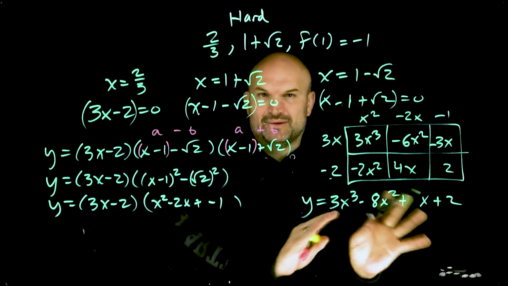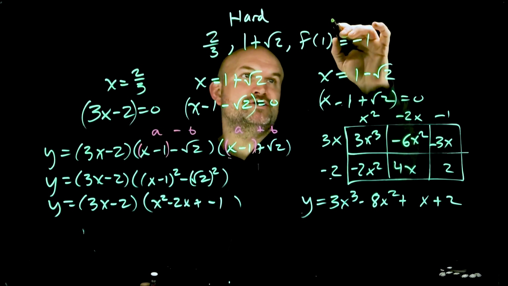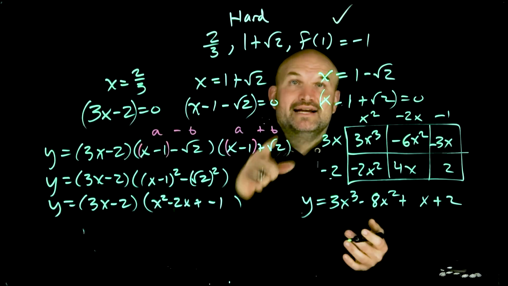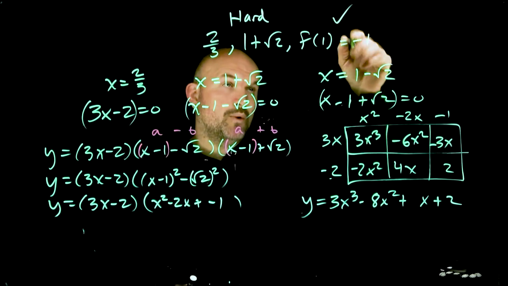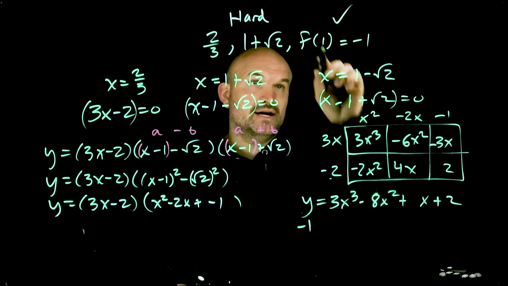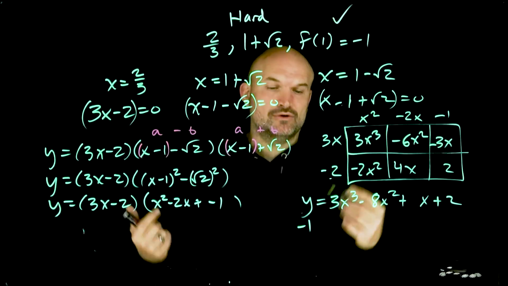Okay, that is our polynomial, right? That's what we did in those last examples. But what do we do about this? Well, this is giving us a point. It says f of 1 is equal to negative 1. So what that tells us is when our y value is equal to a negative 1, our x coordinate, or our input, is going to equal 1.